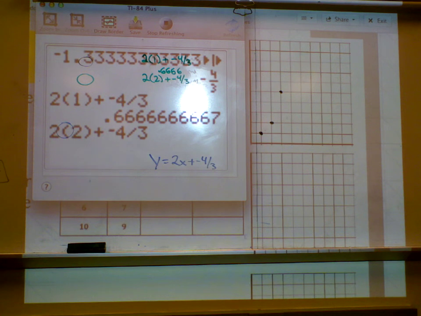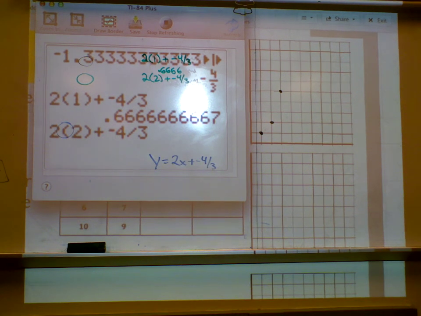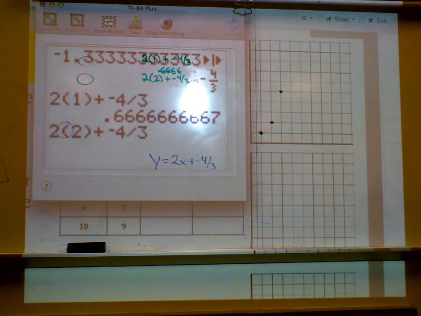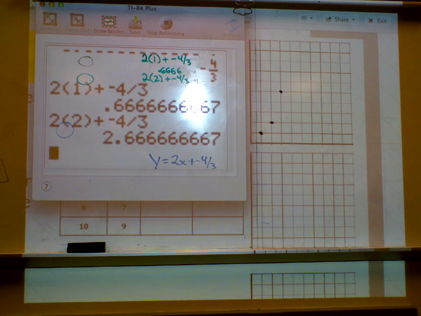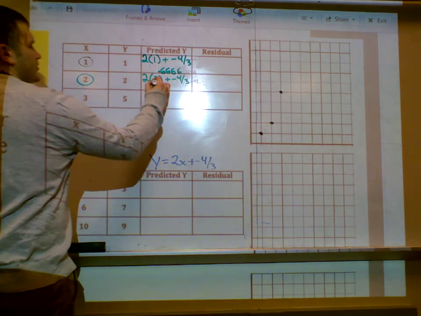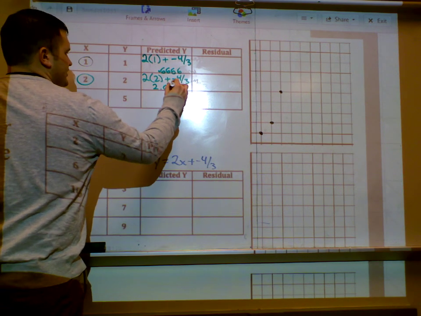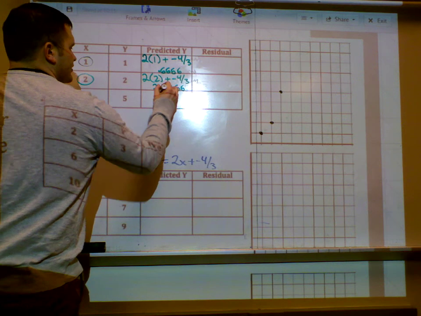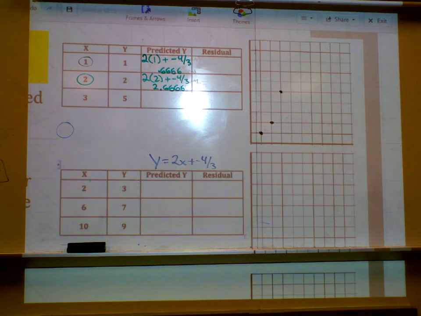So it looks like that. 2 times 2 plus -4 divided by 3, right? Hit enter. What do we get? 2.6666666666, it keeps going. Right? So we're going to write 2.6666. Okay? We doing well? Yeah? Okay.